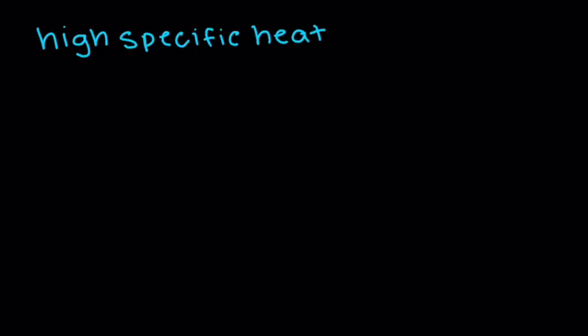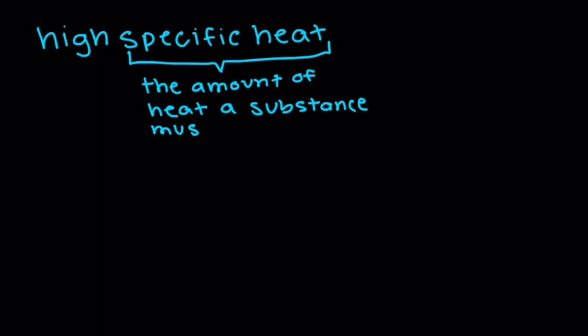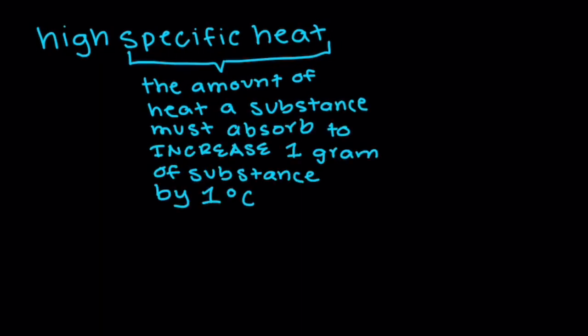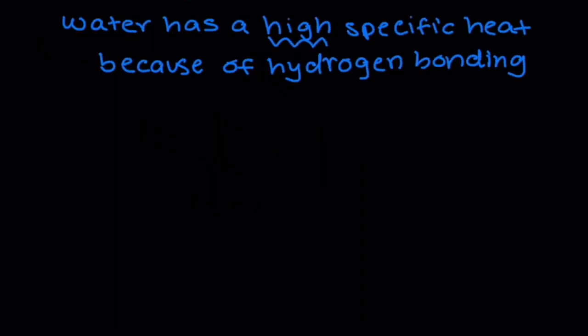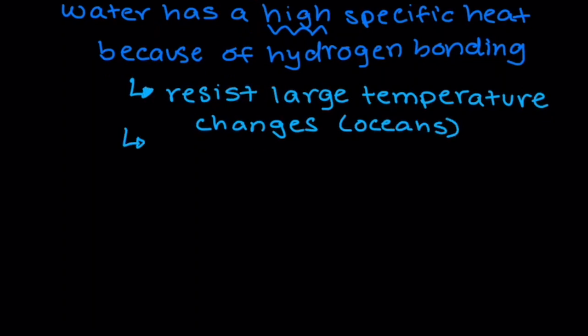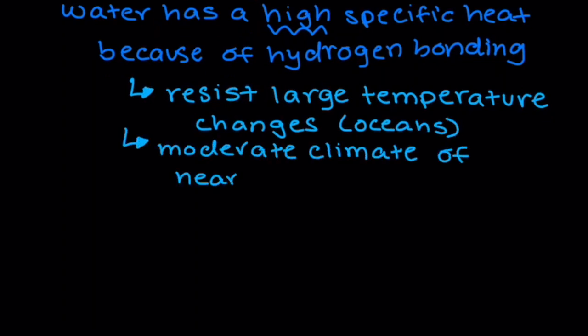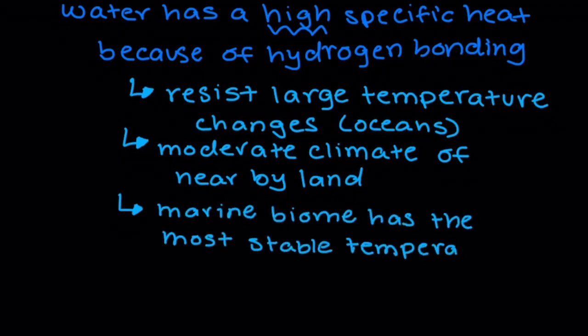So now let's get started with high specific heat. Specific heat is the amount of heat a substance must absorb to increase 1 gram of the substance by 1 degree. So water has a high specific heat because of its hydrogen bonding, which holds water molecules close together. This high specific heat allows water to resist large temperature changes, such as oceans and the moderate climate of nearby land. Lastly, because of hydrogen bonding and high specific heat, the marine biome has the most stable temperature.